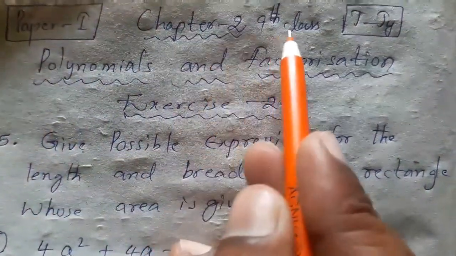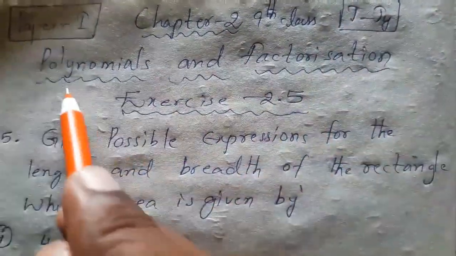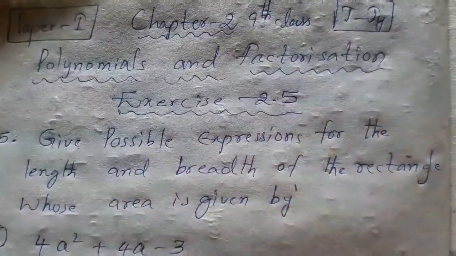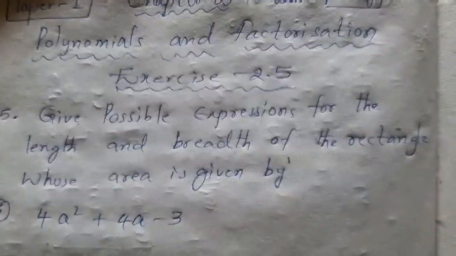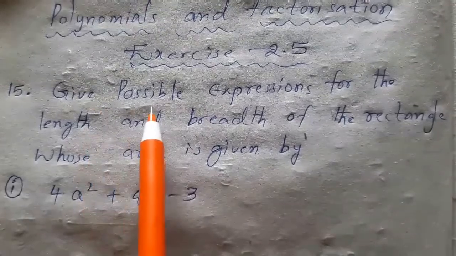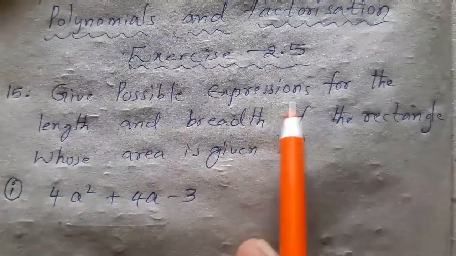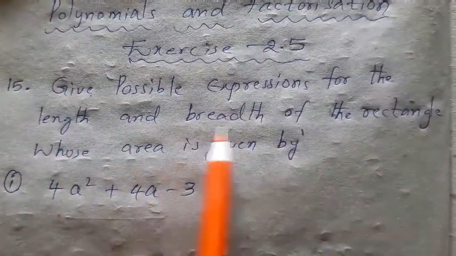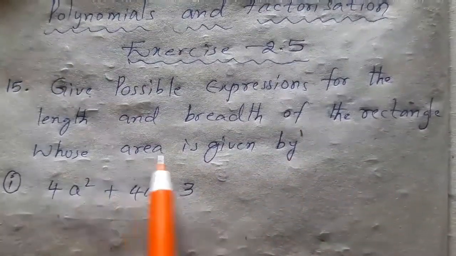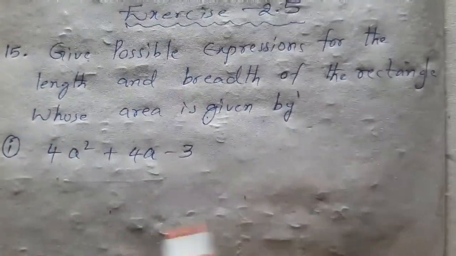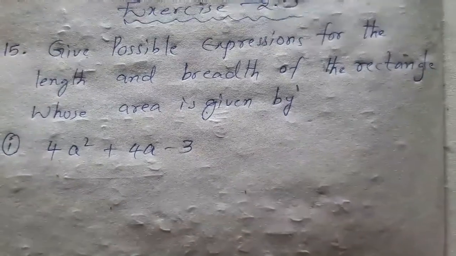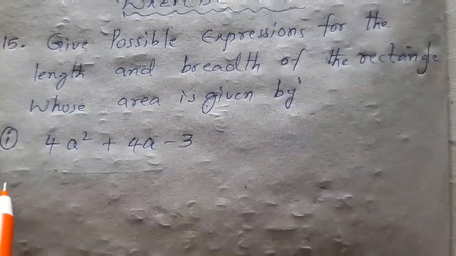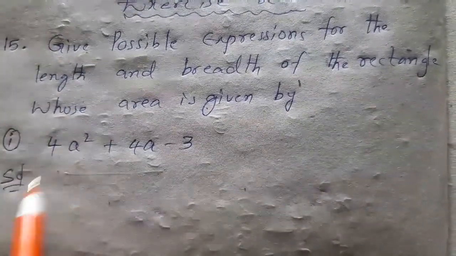Paper 1, Chapter 2, ninth class, June July syllabus, Polynomials and Factorization, Exercise 2.5, question 15. Give possible expressions for the length and breadth of the rectangle whose area is given. The area is given, and we are going to find the length and breadth of the rectangle.